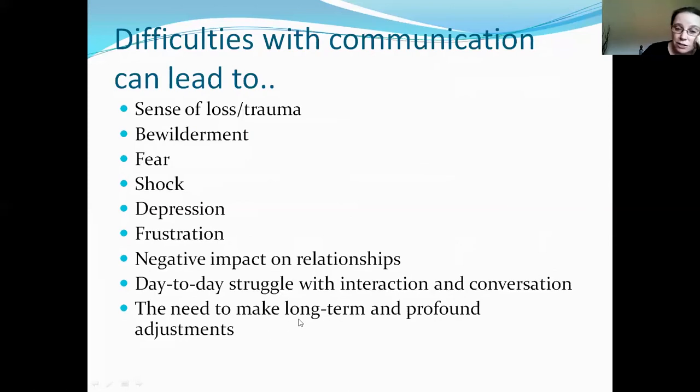And you need to make long-term and quite profound adjustments when you're struggling to communicate. You know, the way that you communicate needs to change, and therefore your relationships will change also.